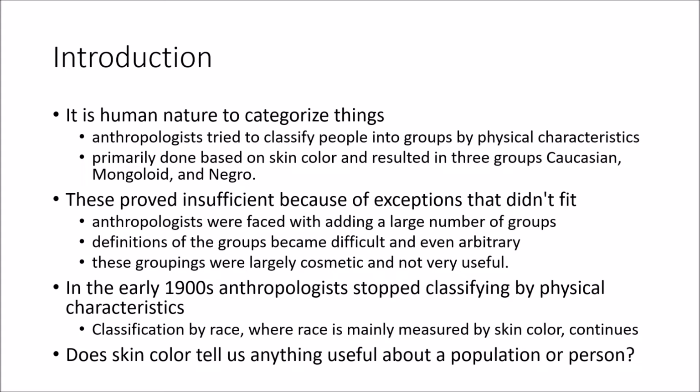And so anthropologists, when they first started studying man, that's what anthropology means, they tried to classify people by physical characteristics. And basically, mostly that was done on skin color, because that's the most obvious difference in physical characteristics. And so that resulted in 3 different groups: Caucasian, Mongoloid, and Negro. And remember, this is back in the 1700s kind of time, and people didn't travel around the world like they do now, so they didn't know that many different groups of people.